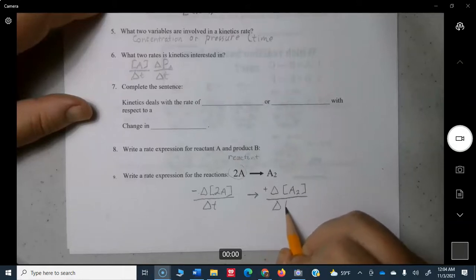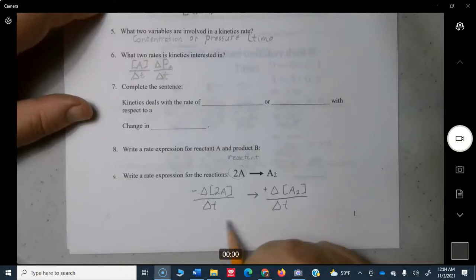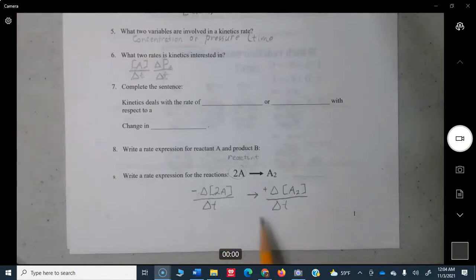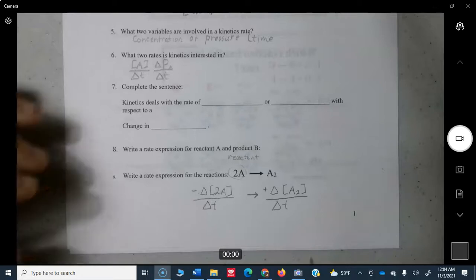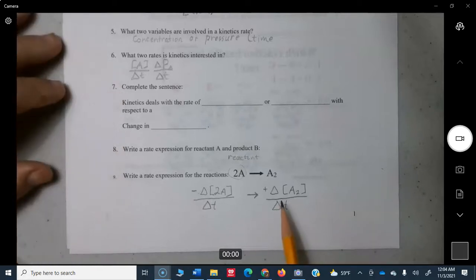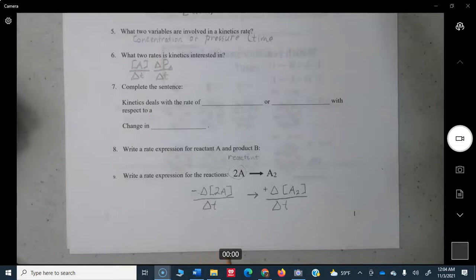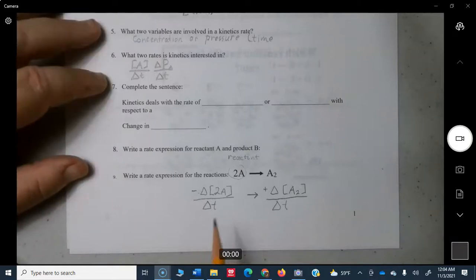And the change in time has to be the same in both cases. It could be 1 second, it could be 1 minute, it could be 3.5 minutes, whatever it is. This is used up in the same amount of time that this is used up. So a rate expression equates these two, and the reason we do that is so that we can figure out the rate of change of one of the reactants or products in relation to one of the others. So what we're going to do is, if we want these two, this is being used up twice as fast as this is being produced.